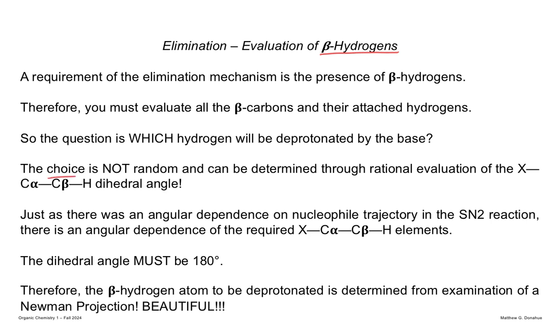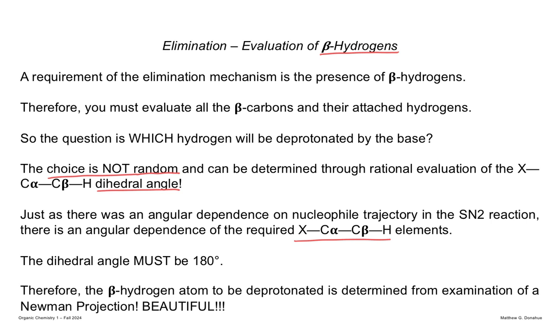So it says here the choice is not random. And really what we're looking at is that dihedral angle. And I'll show the model today with the colored hydrogens in the leaving group to show you that it's a rational process based on everything we've learned so far. And the way that the base approaches that hydrogen will matter in that the dihedral angle of these four elements has to be anti.